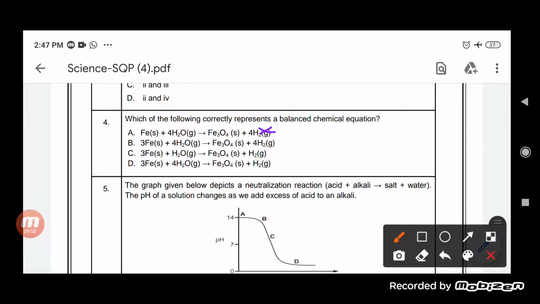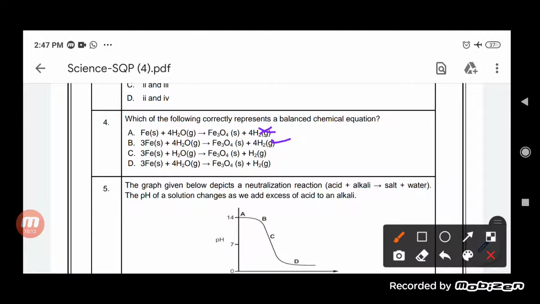Hydrogen: 4 into 2 is 8, and on the right side also 4 into 2 is 8. So hydrogen is also balanced. Oxygen is 4 here, and here oxygen is also 4. So oxygen is also balanced. So yes, it will represent the correct one. Yes, so the second one is the correct one.